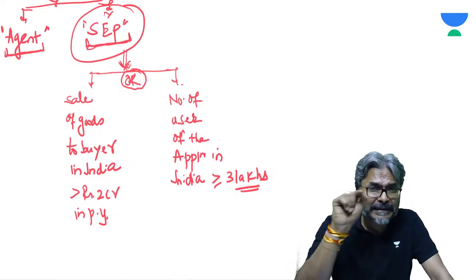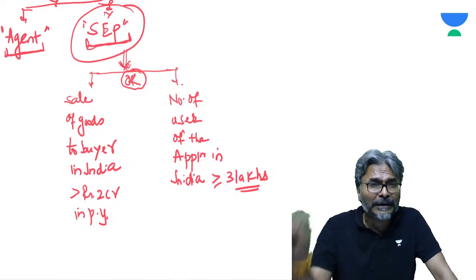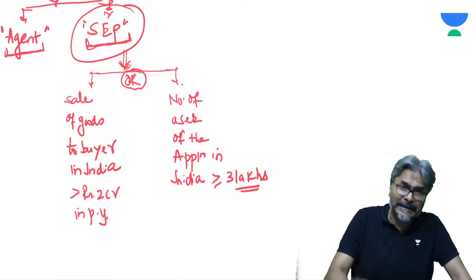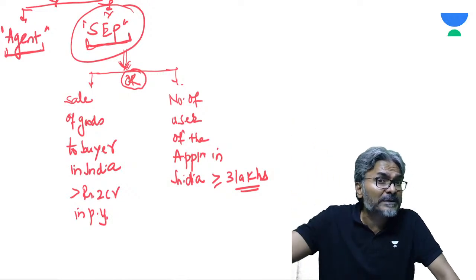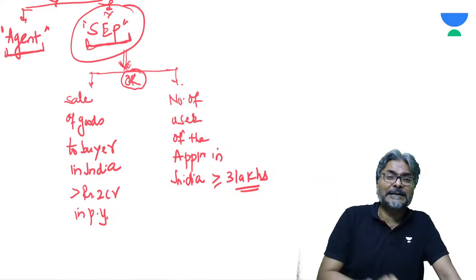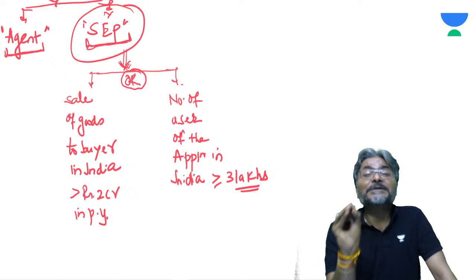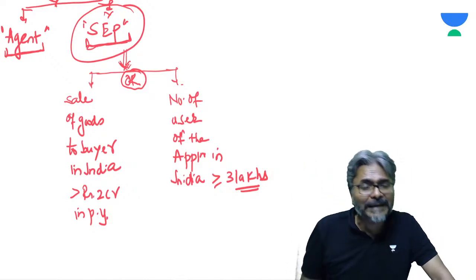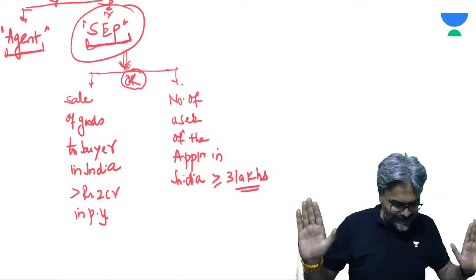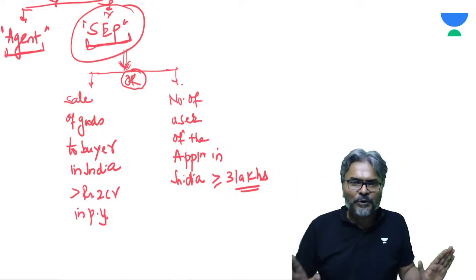can we say that they have got a significant economic presence in India? The answer is yes. So this significant economic presence, will it give rise to a business connection in India? The answer is yes. And hence, the profit which is attributable to such business connection in India, will that be charged to tax? Again, the answer is yes. I hope that all of you are now clear.